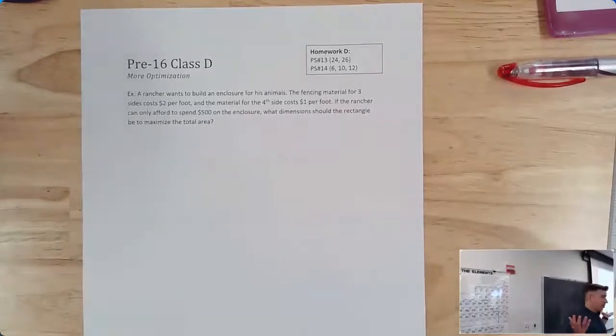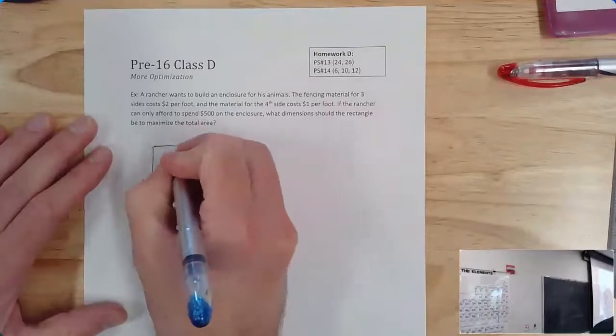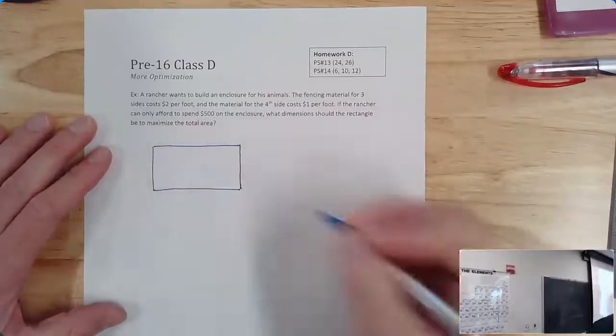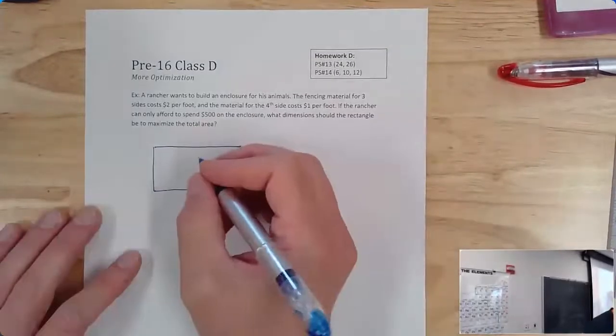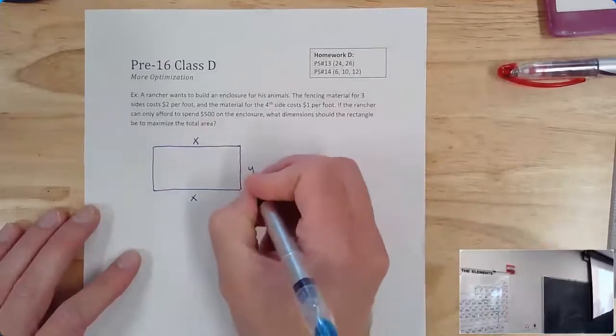So let's draw a picture. Let's draw a rectangle. I'm going to label the sides with variables. It doesn't really matter. I'm going to call this side X and this other side Y.